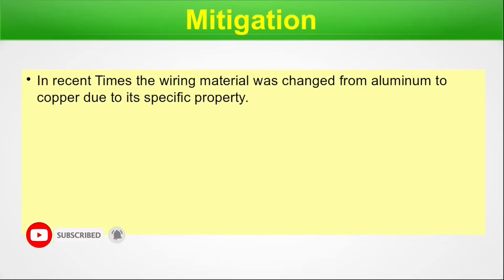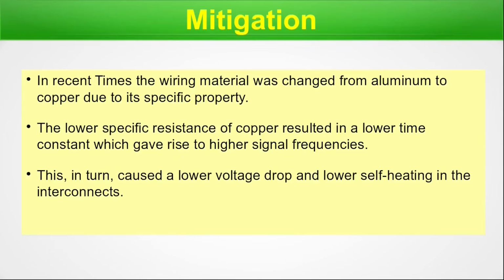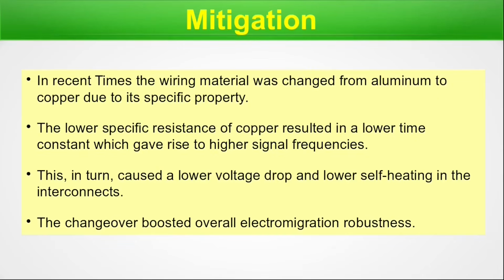In recent times, the wiring material was also changed from aluminium to copper due to its specific property. The lower specific resistance of copper resulted in a lower time constant, which gave rise to the higher signal frequencies. This in turn caused a lower voltage drop and lower self-heating in the interconnects. The changeover boosted overall electromigration robustness. We are done with this particular slide, so let's move on.